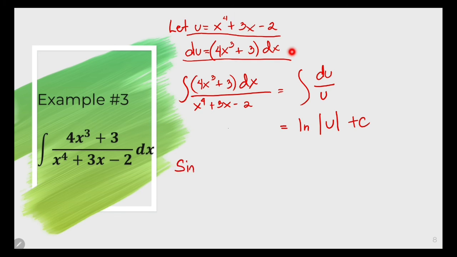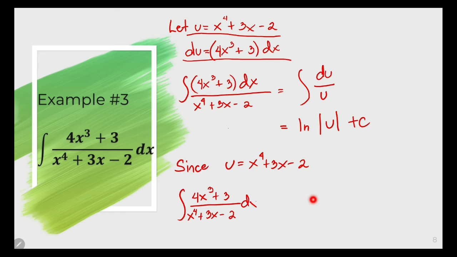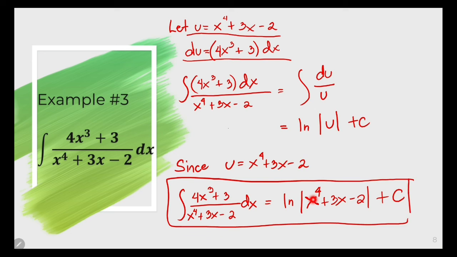And since u is equivalent to x to the power 4 plus 3x minus 2, we need to bring the variable x back. So the integral of the original expression 4x cubed plus 3 all over x to the power 4 plus 3x minus 2 dx is now equivalent to the ln of the absolute value of u, which this time is x to the power of 4 plus 3x minus 2, plus c. And that's all.